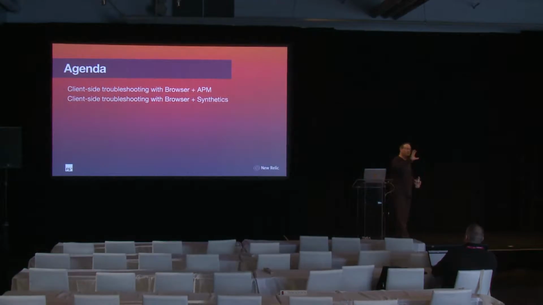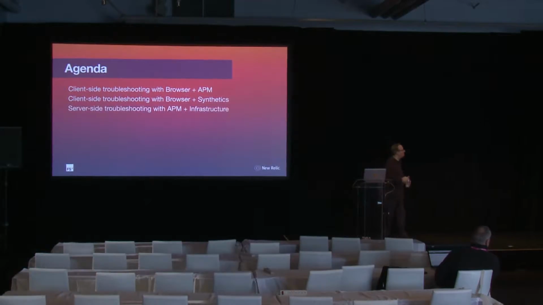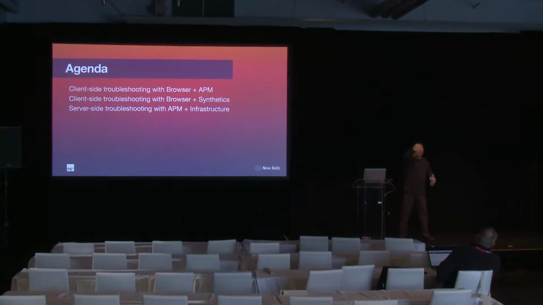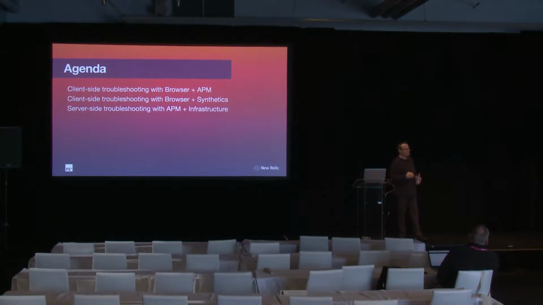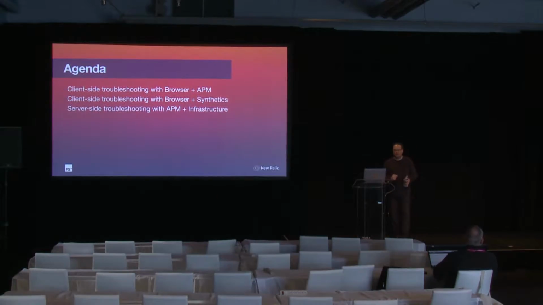Browser and synthetics are both measuring front-end performance. They're great by themselves, but how can you really make the most of them by using them together? We'll talk about that. Then here's our new product announcement, Infrastructure, announced yesterday. So maybe your server-side code is performing a little slowly, but it has nothing to do with your code. How can you connect your APM data with this new infrastructure product?